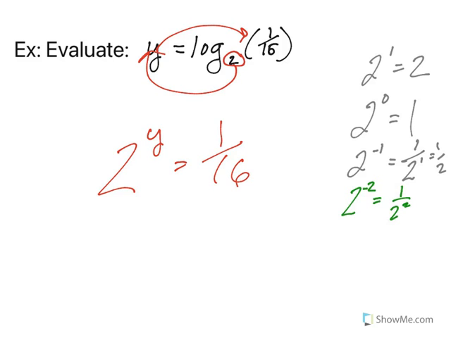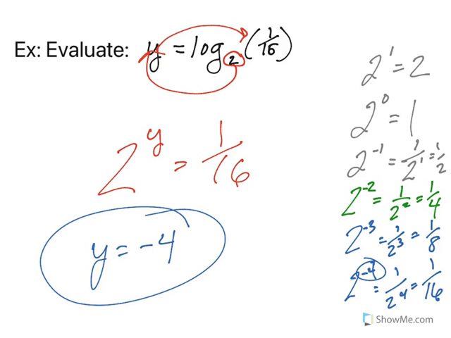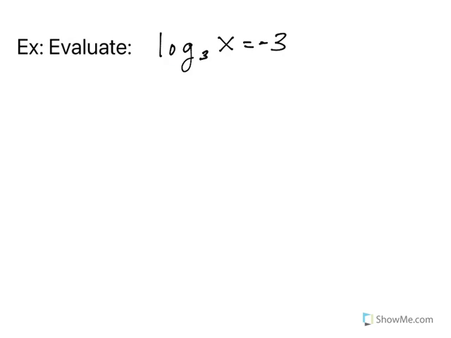So I'm going to go 2 to the negative 2. That's 1 over 2 squared, which is 1/4. We're getting closer. 2 to the negative third is 1 over 2 to the third, which is 1/8. We're getting closer. 2 to the negative 4 is 1 over 2 to the 4, which is 1/16. So that means our y value is -4. Now, when we check up here, remember, the only restrictions are for the base and the argument. Those are both positive, so we're good. And our answer is y equals -4.